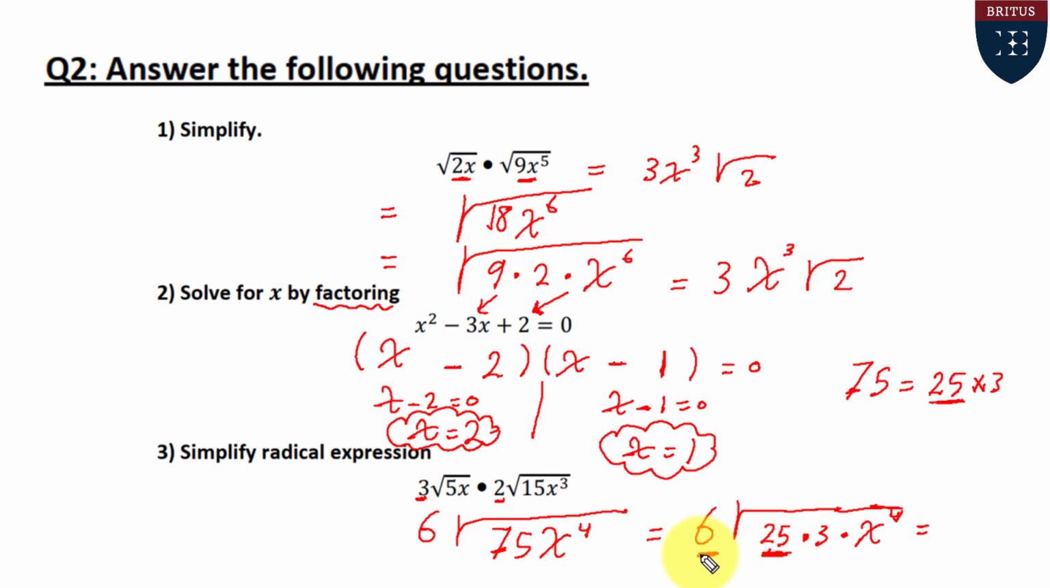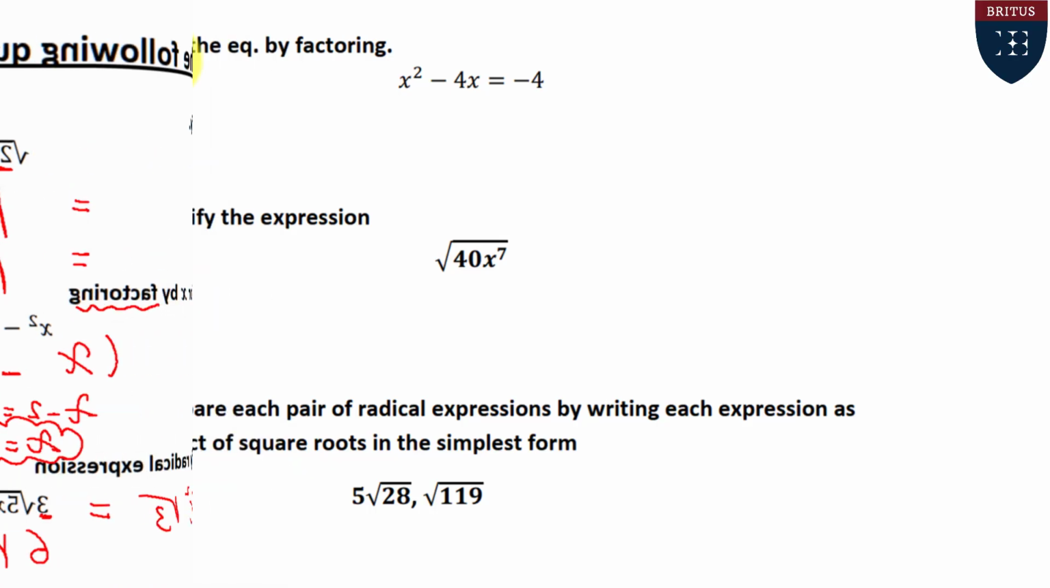But we have outside 6. So 5 times 6 equals what? Yes, equals 30. Just write 30. Root x raised to the power 4 is equal to x squared. And we have root 3, or under the root we have 3. So the simplest form of this expression is 30x squared root 3.